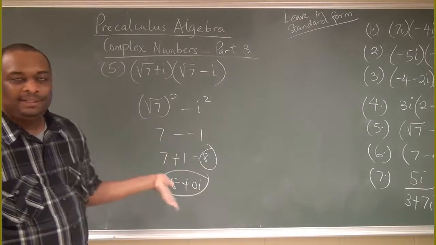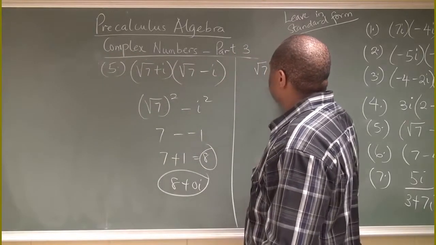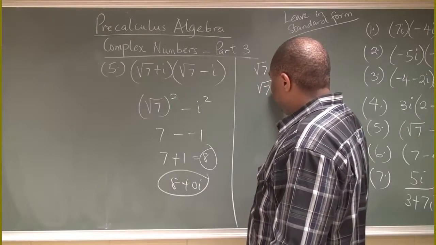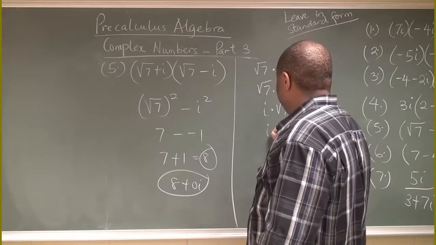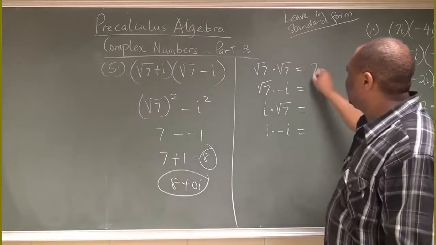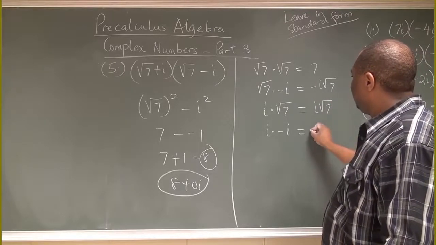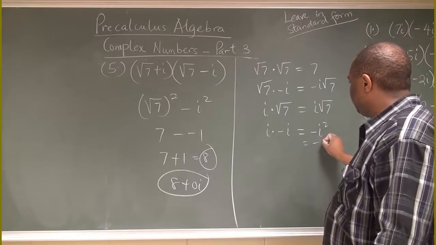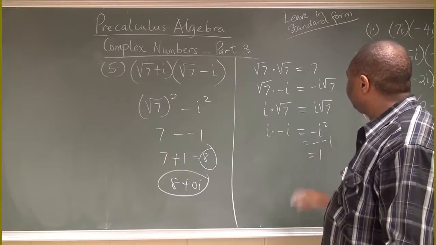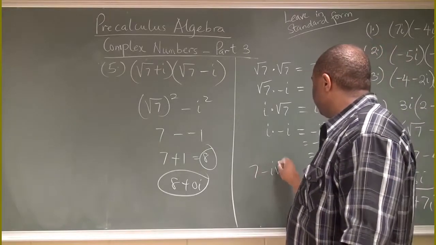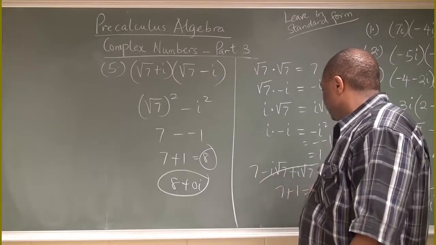You see, this saves us time compared to using the FOIL method with 7 times root 7, root 7 times negative i, i times root 7, and then i times negative i. This will give us 7, this will give us negative i root 7, this is i root 7, and then this is negative i squared, which is negative times negative 1, which is 1. So this will be 7 minus i root 7 plus i root 7 plus 1. This will cancel out, and 7 plus 1 is 8.